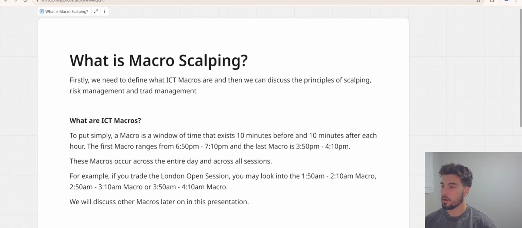Welcome to today's video, and we're going to discuss the macro ICT scalping model that I've been using for the last 1.5 years. It's really easy to implement, really easy to use. We're going to talk about how to identify the model, where you're going to enter, how you're going to exit, risk management, all the good stuff.